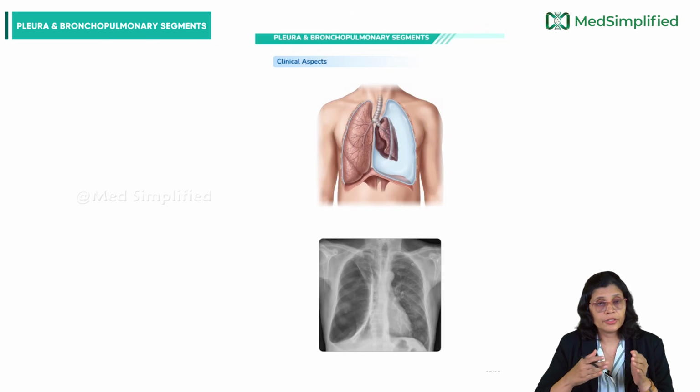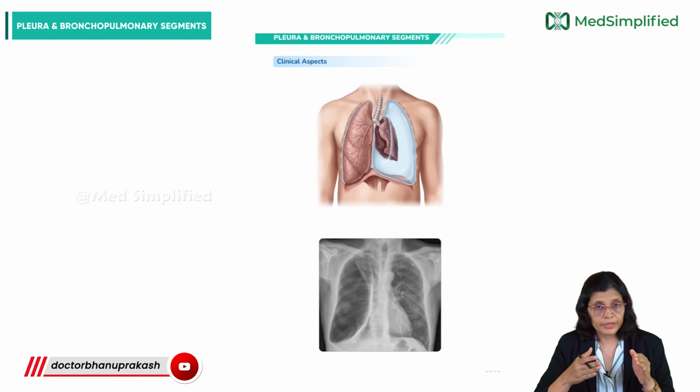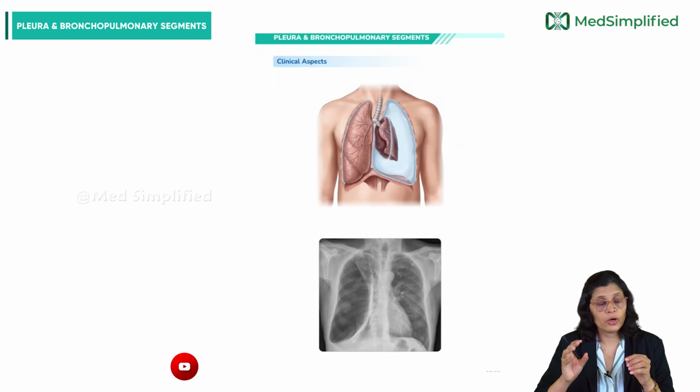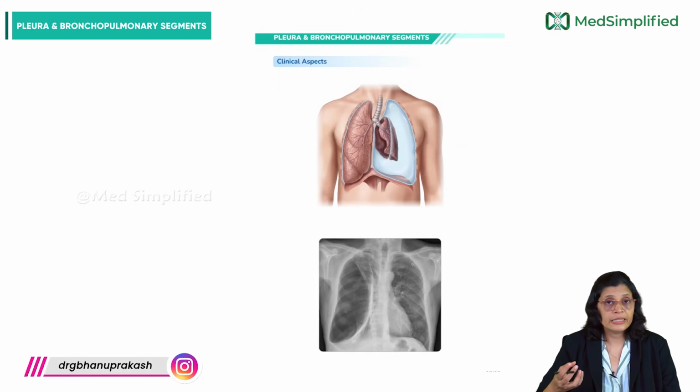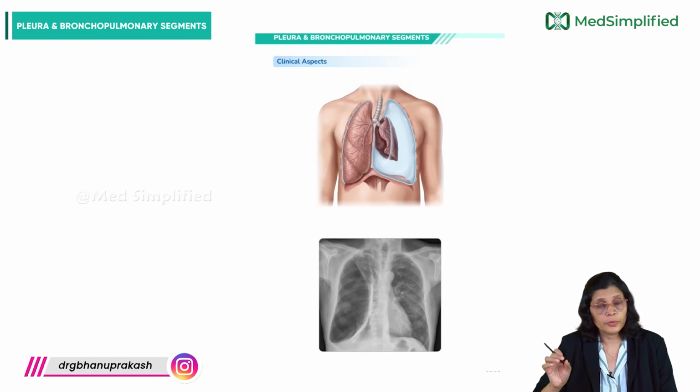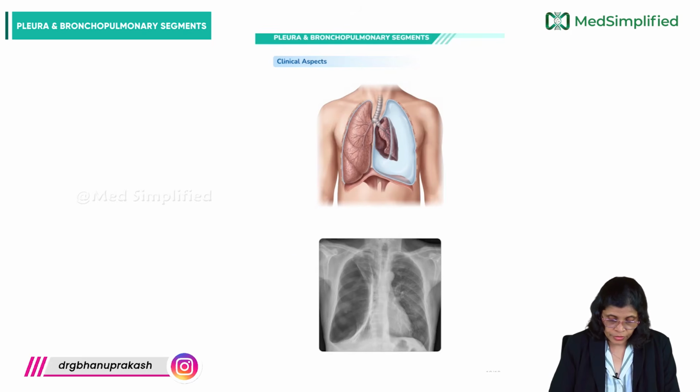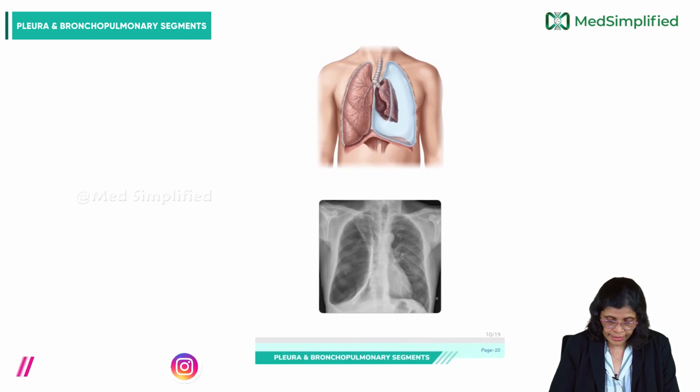When there is collection of fluid in the pleural cavity, we call it hydrothorax. When there is blood, we call it hemothorax. When there is air, we call it pneumothorax. And when there is pus, we call it pyothorax or empyema. So these are the different terminologies depending upon what is filled within the pleural cavity. This is how we see it in the X-ray, where you can see a small collection here. This is pleural effusion.